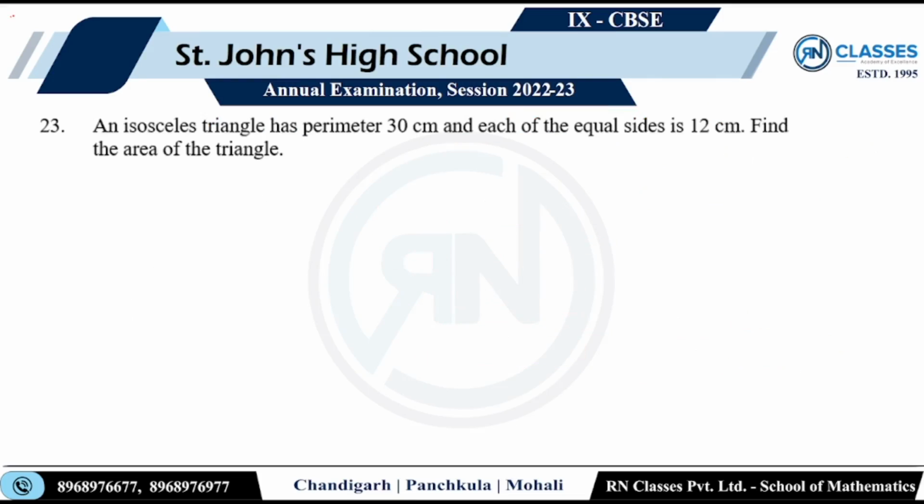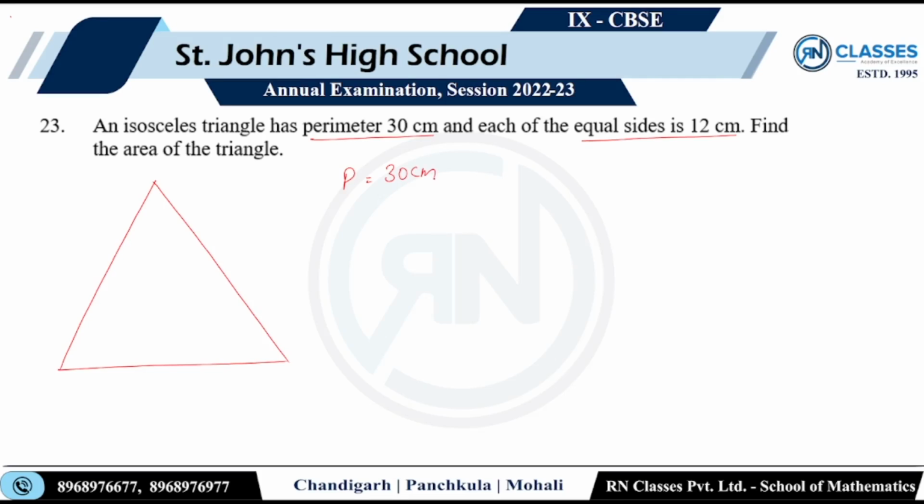That's it. Question 23. An isosceles triangle has perimeter 30 centimeters. Each of the equal sides is 12 centimeters. Find the area of the triangle. So he talked about an isosceles triangle, right? This is my isosceles triangle, right? So the perimeter is given as 30 centimeters.